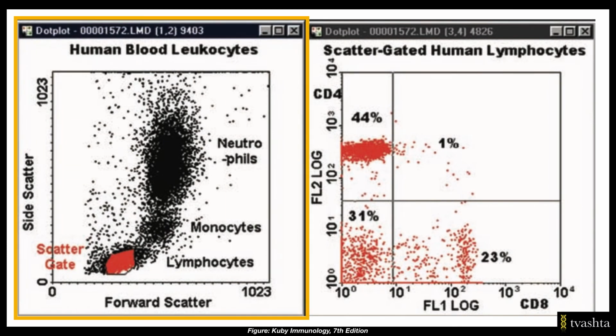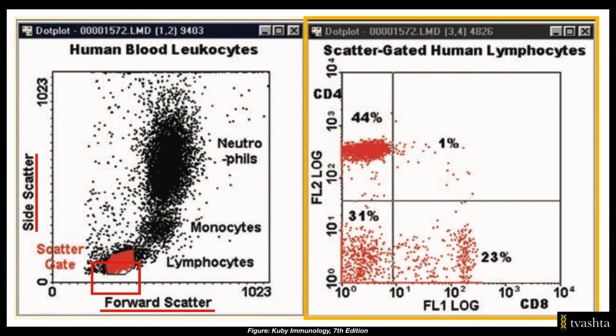The left one is for a population of leukocytes, and as you can see, forward scatter is on the x-axis and side scatter is on the y-axis. Now try to apply what we just learned. Remember, more the forward scatter, larger the cell size, and vice versa. Lymphocytes are the smallest of the leukocytes. So these cells here denote lymphocytes. Similarly, we can infer for side scatter as well.